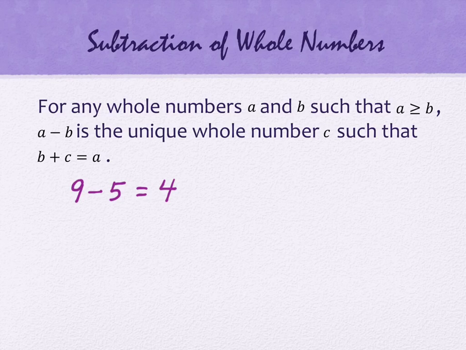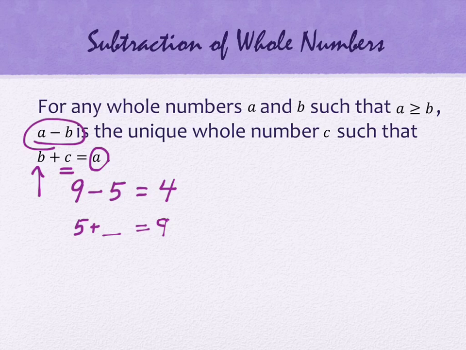But the way in which we do it is we say something like this. We say 5 plus what equals 9. We ask them the same question in terms of addition. And that's what this definition is saying. That 9 minus 5, for example, is the same thing as taking that 5 and figuring out what do I need to add to it to get my 9 back. It's the missing part.